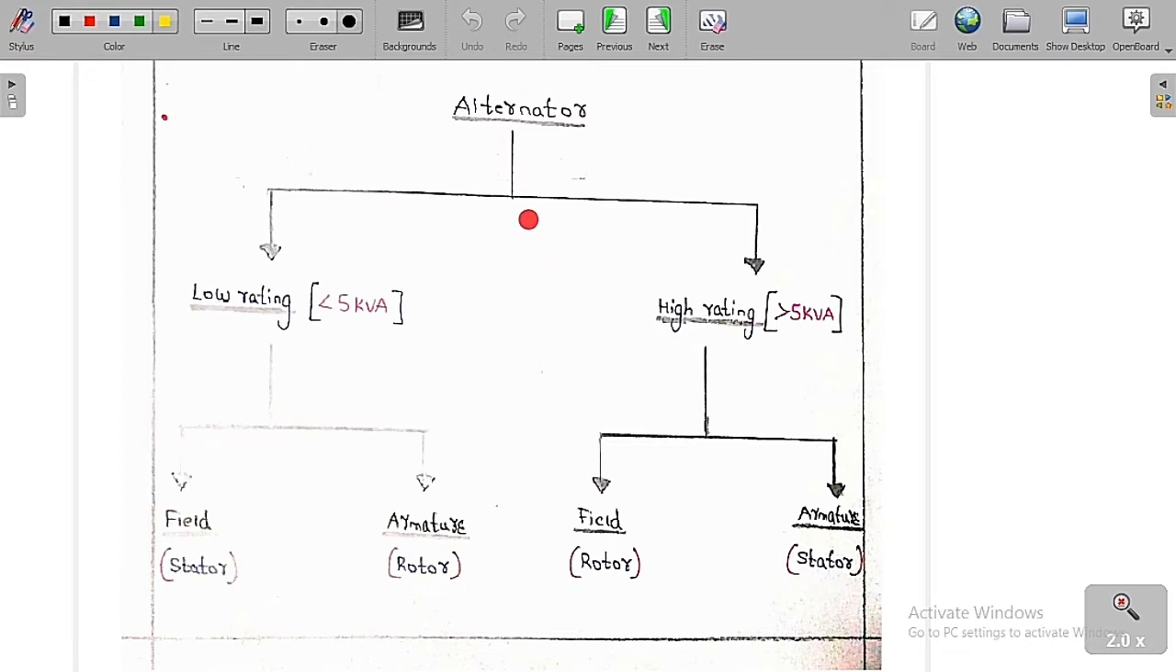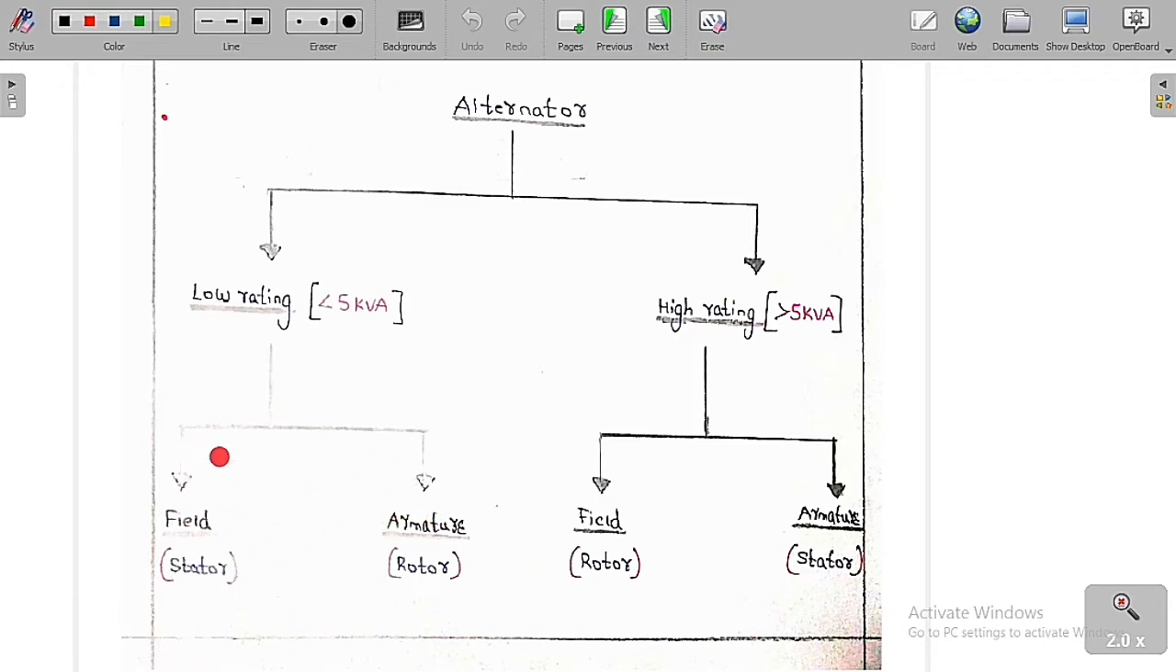So we can say clearly here alternator, we can say AC generator. For the lower rating, whenever the rating is less than 5 kVA, we always keep the field winding on the stator and the armature winding on the rotor. But for a higher rating, if it is greater than 5 kVA, we prefer to keep the field winding on the rotor and the armature winding on the stator. We just have to interchange this.